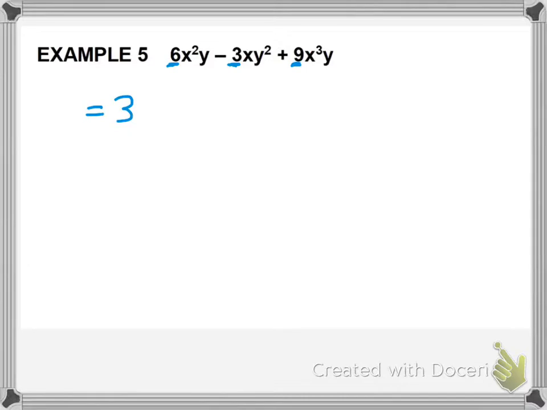Now I'm going to look at the variables. Let's focus on just the x's first. I've got x squared, I've got x to the 1st power, and I've got x to the 3rd power. The most x's that all three terms have is 1x. Now I'm going to look at the y's. In the first term, I've got y to the 1st power. In the second term, y to the 2nd power. In the last term, y to the 1st power. So the most y's that every term has is just one y. So my GCF is 3xy.